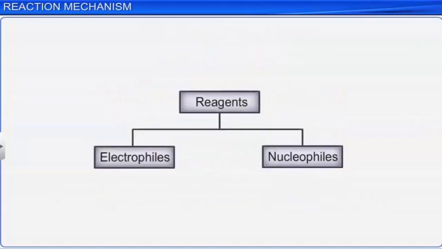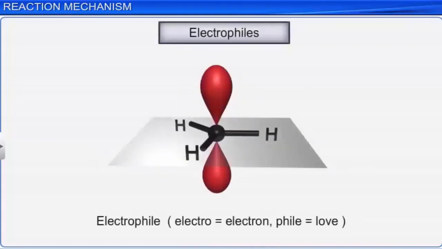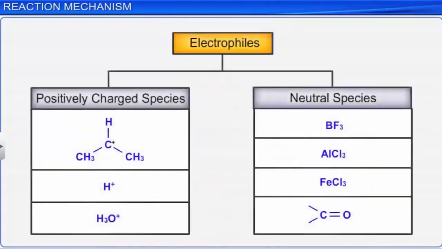Polar organic reactions are caused by 2 types of reagents: electrophiles and nucleophiles. Electrophile is an electron-seeking or electron-loving species, as it is electron deficient. Electrophiles may be either positively charged, such as carbocations, hydrogen ion and hydronium ion, or electrically neutral species, such as boron trifluoride, aluminium chloride, ferric chloride, and carbonyl group.